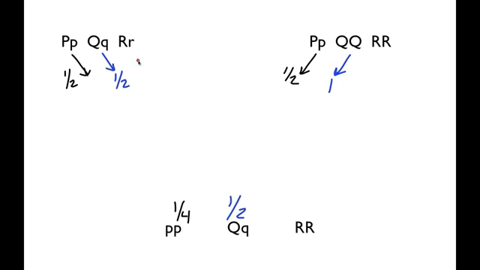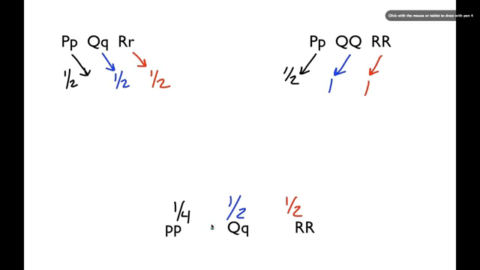Finally, for the Rs, we want the offspring to be homozygous dominant for R. This parent is heterozygous for R, so the probability of it donating the dominant allele is 1/2. This parent is homozygous dominant, so the probability that it will donate the big R is 1. And once again, 1/2 times 1 is 1/2.